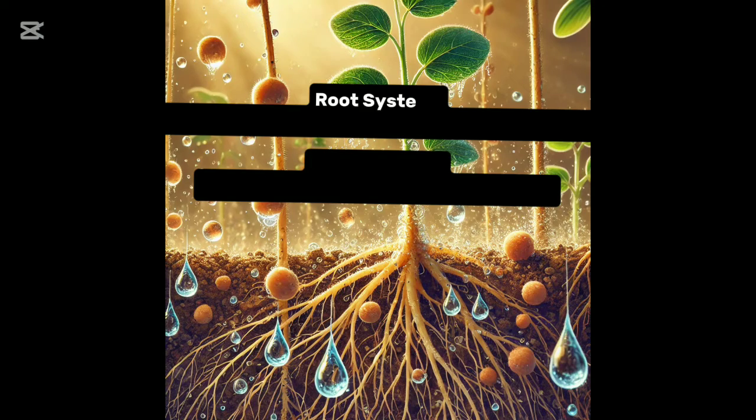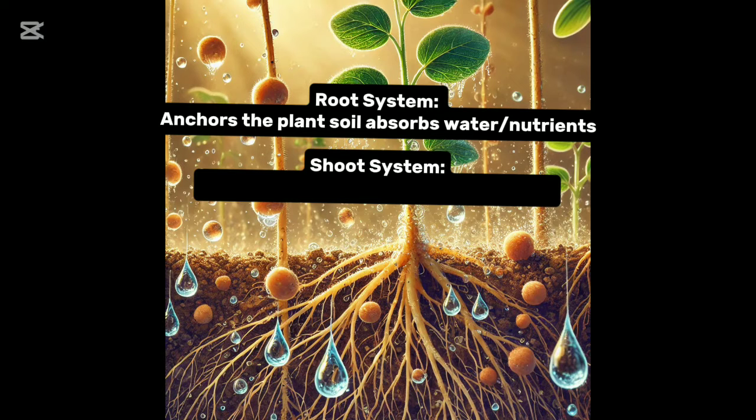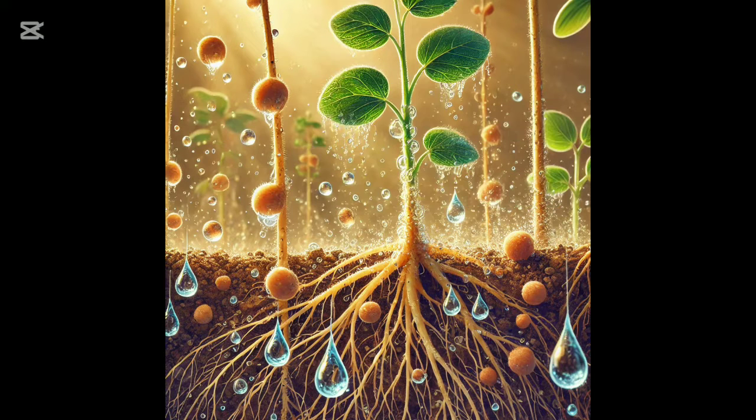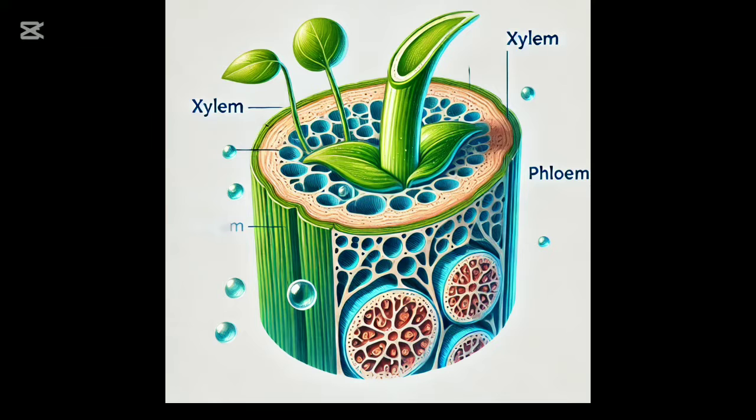The root system. This anchors the plant in the soil and absorbs water and nutrients. The shoot system. This includes the stem, leaves, and flowers. The stem provides support, transports nutrients, and holds the leaves in place for photosynthesis.